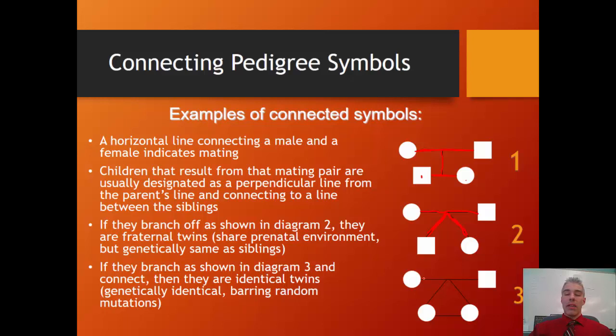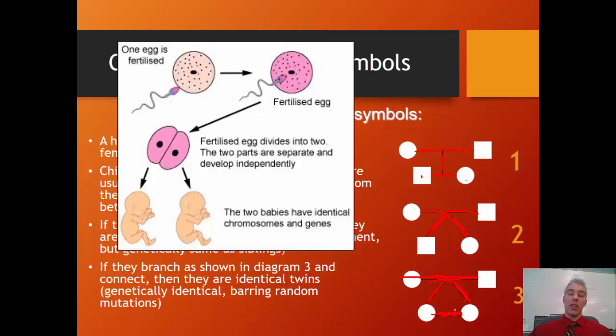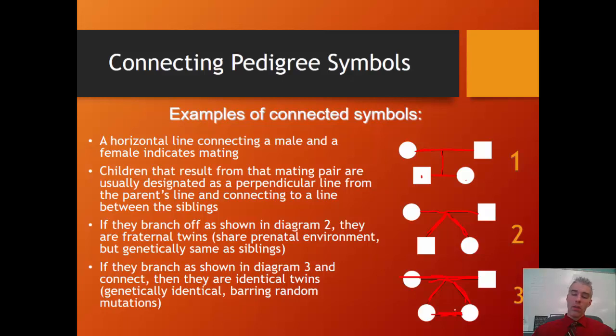The last type looks very similar to the fraternal twins. The only difference is they connect down at the bottom here. That designation shows identical twins. They are genetically identical to each other. They form from one egg and one sperm fusing, and then during mitosis, kind of even before differentiation, one cell splits into two, and they split into two new embryos, and so they're actually completely genetically identical to each other. Let me get rid of this stuff. Okay.